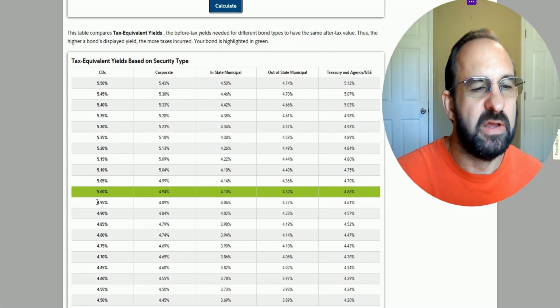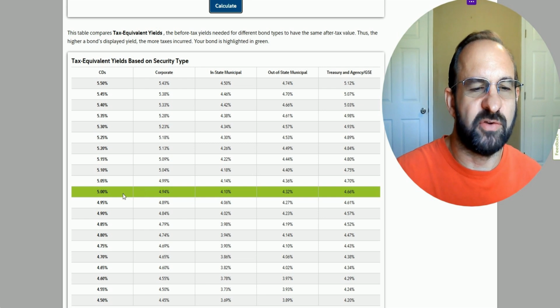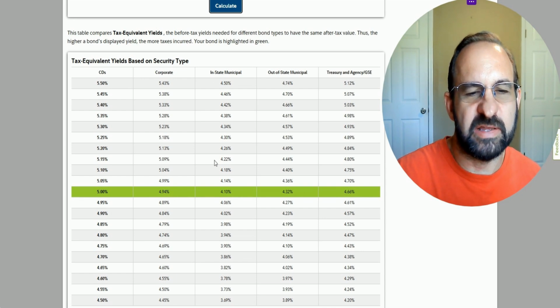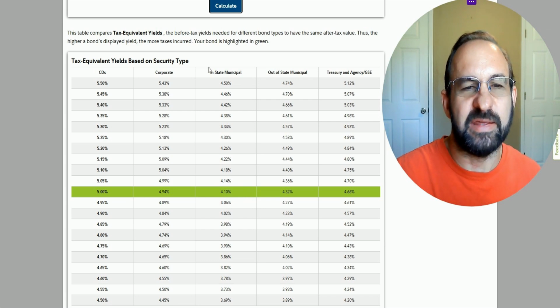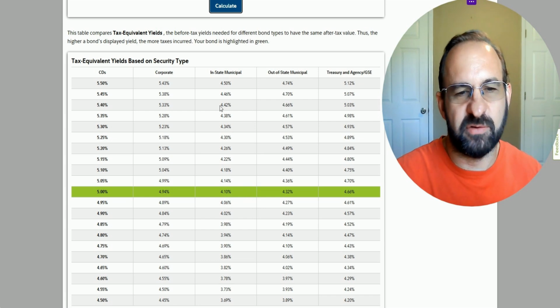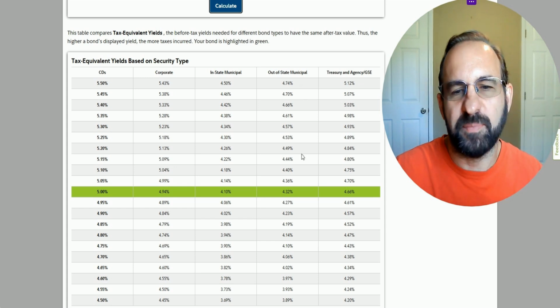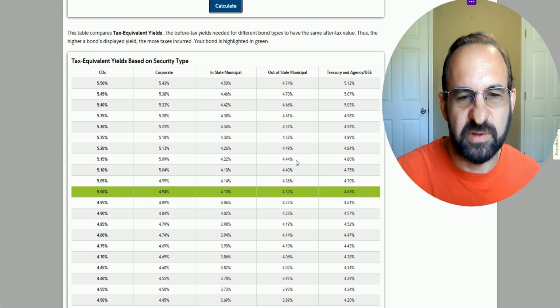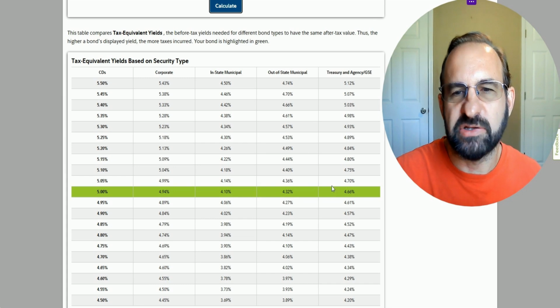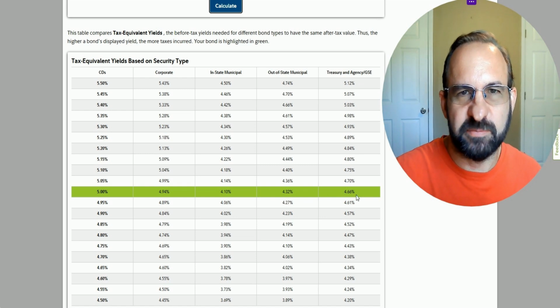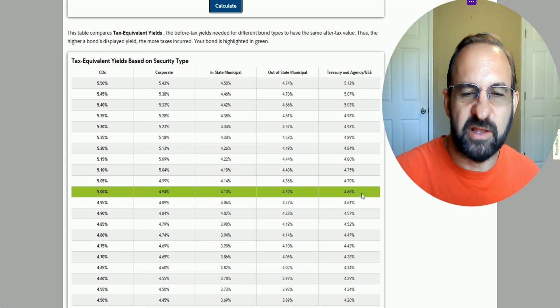It helps me out. So a CD at 5% is equivalent to these yields over here. A corporate bond, I'm looking for a 4.94. An in-state muni bond should have no state and federal taxes. Out of state, no federal taxes, but you'll pay your in-state, so the yields will change. A U.S. Treasury is 4.66 because I do not have to pay state taxes, but I will have to pay federal taxes. So that helps you get these yields.